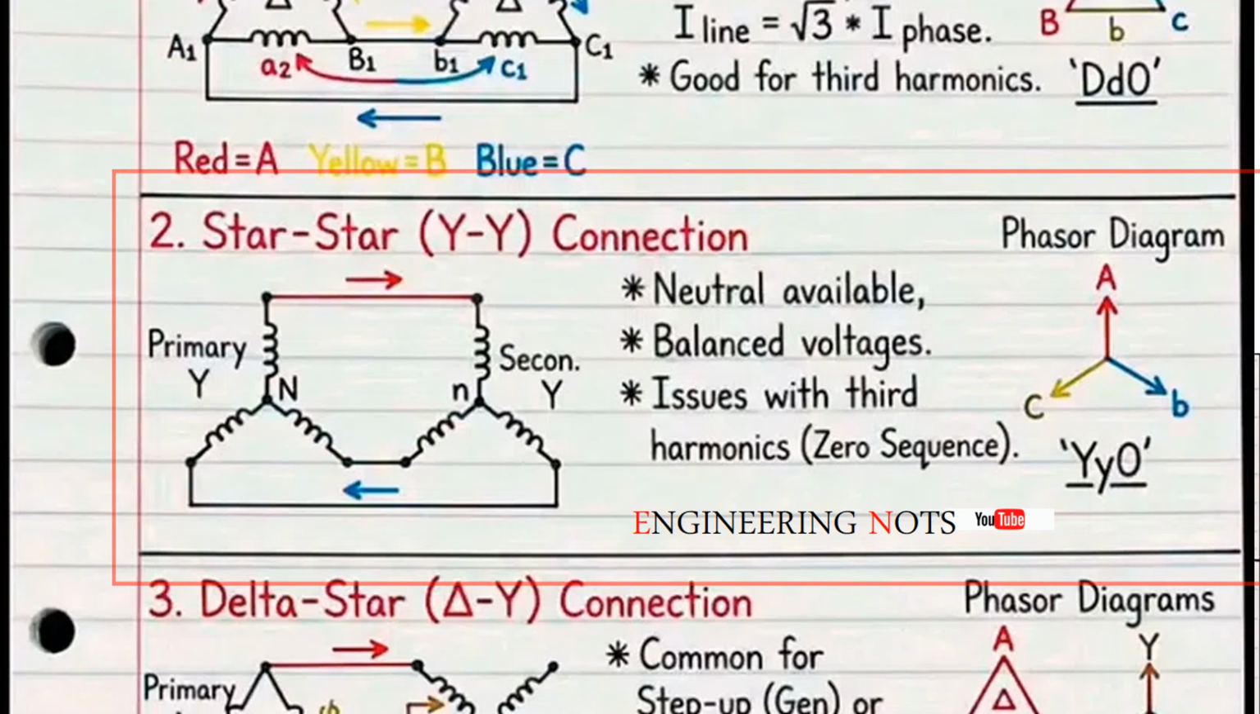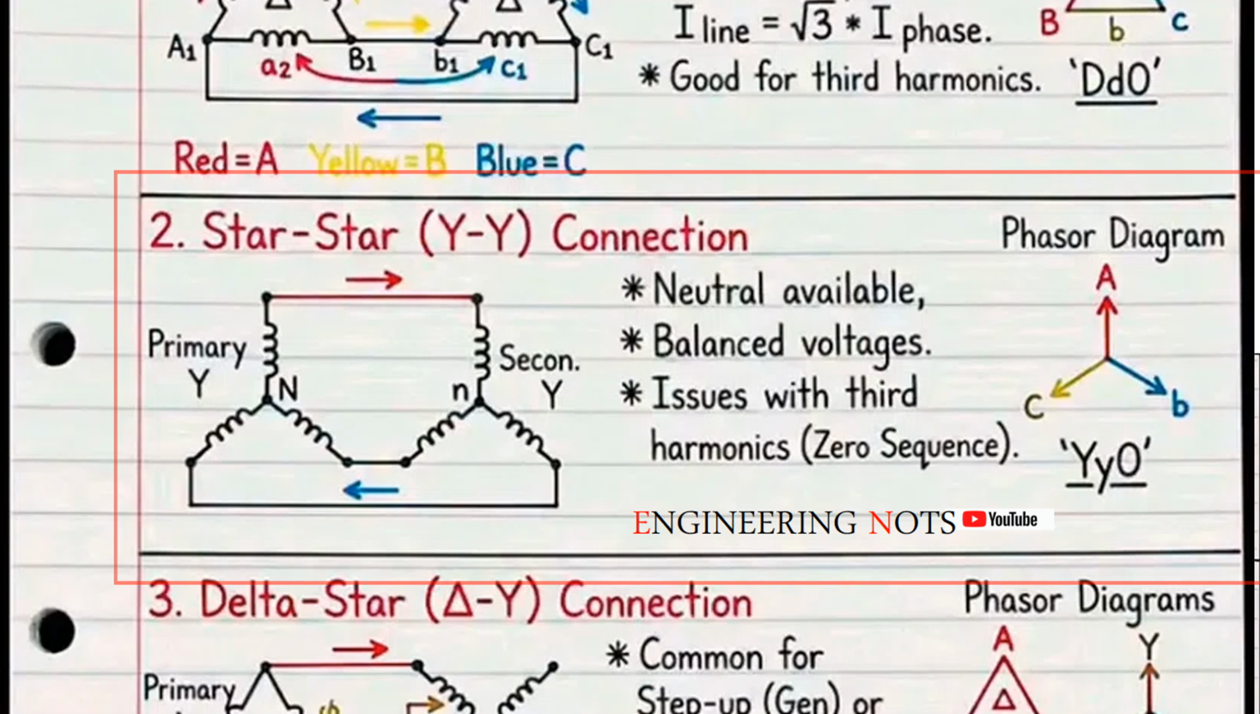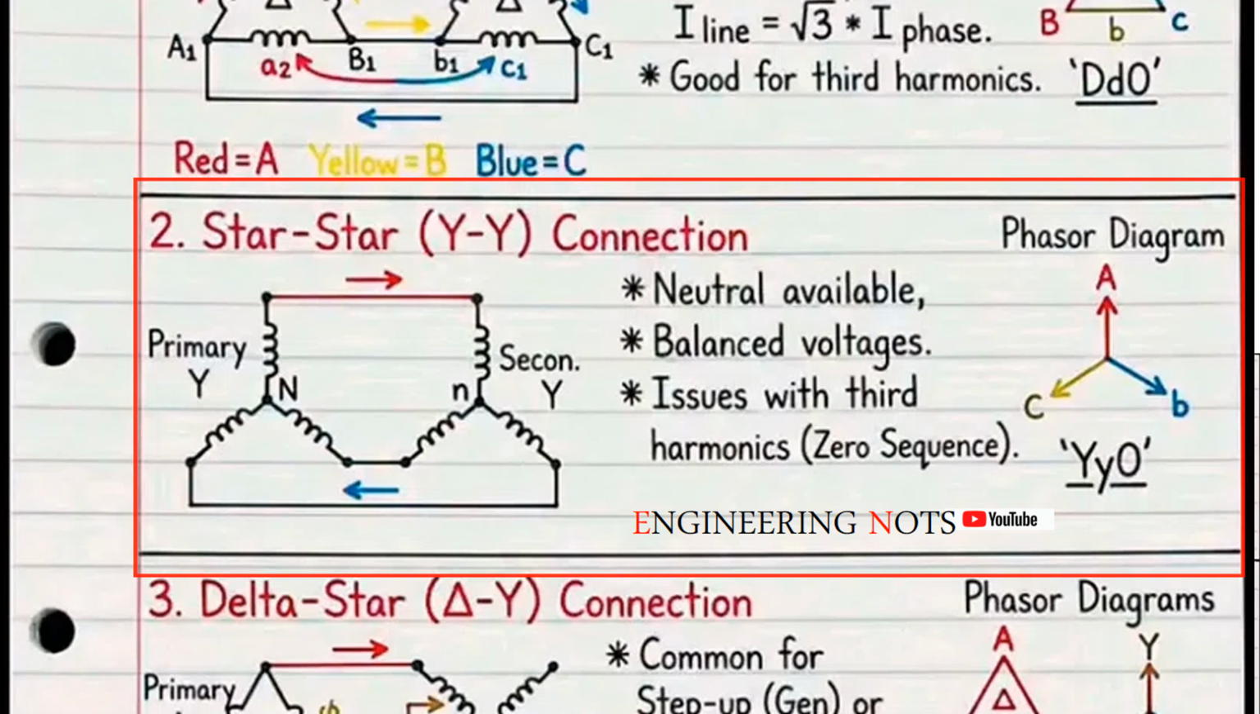But there's a serious problem with star-star. Third harmonics. In a star connection, the third harmonics don't have a path to circulate. So they cause what we call neutral shift. This can cause severe voltage distortion. And overheating. To fix this, we often add a third winding. Called a tertiary winding. Or we use a solidly grounded neutral.